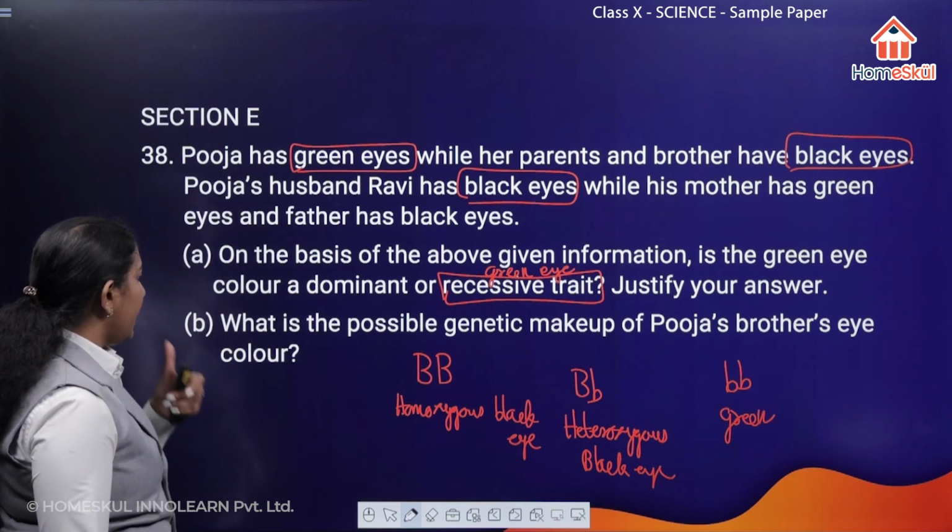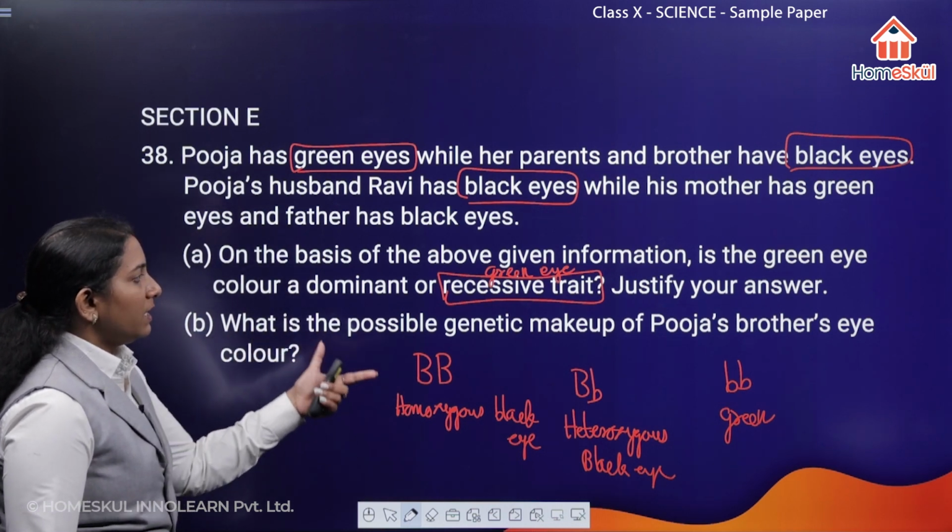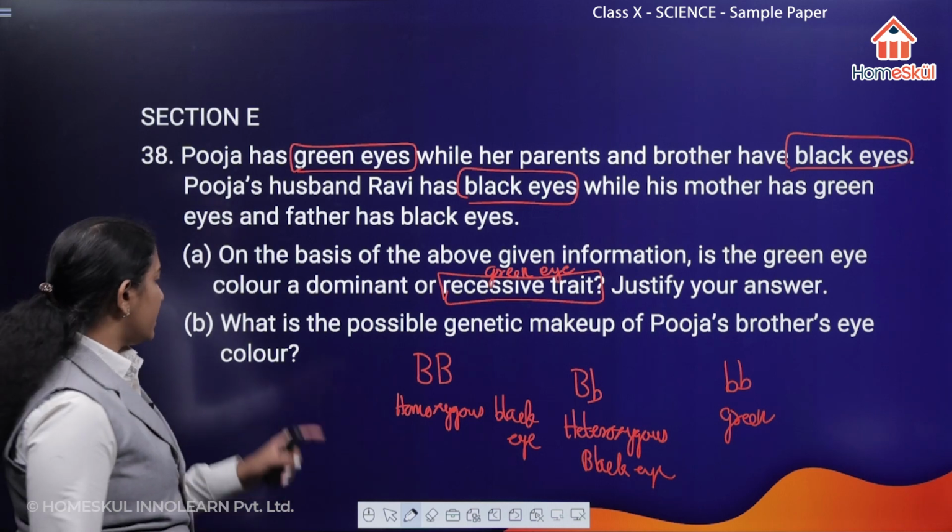Then section B: what is the possible genetic makeup of Pooja's brother's eye color?